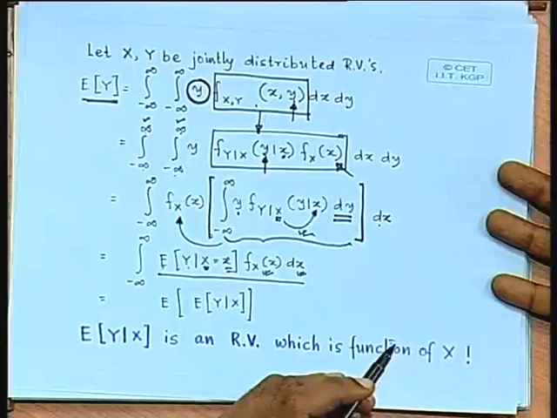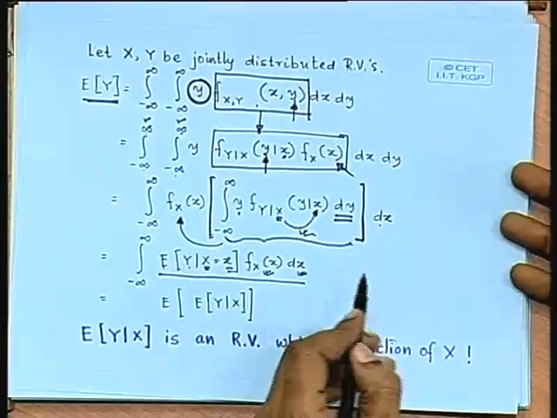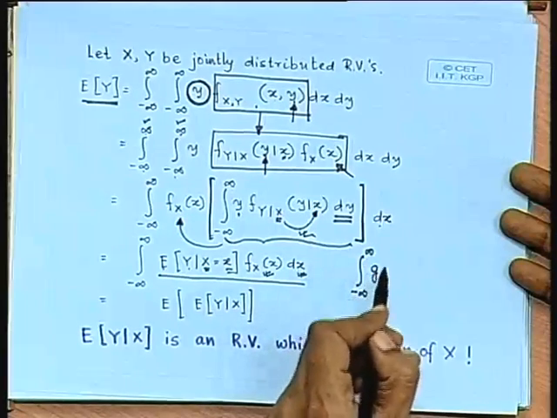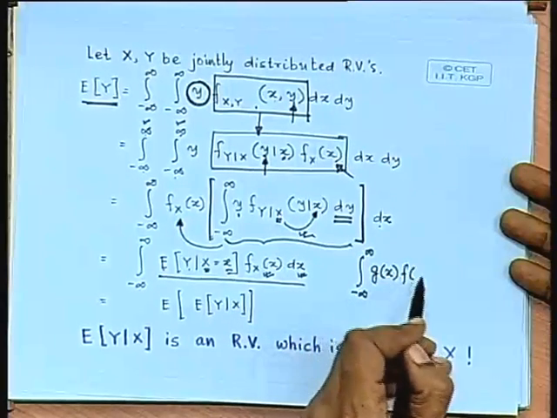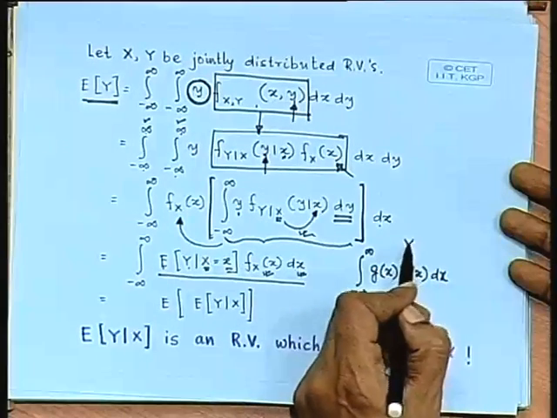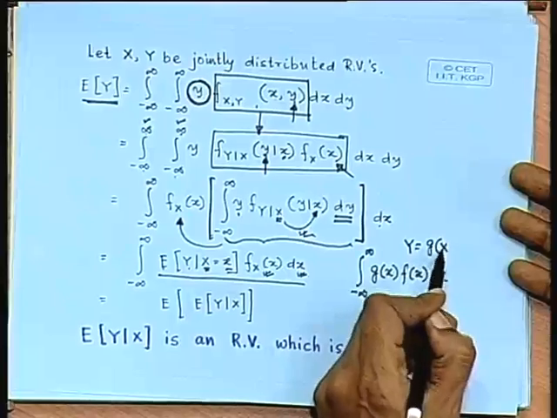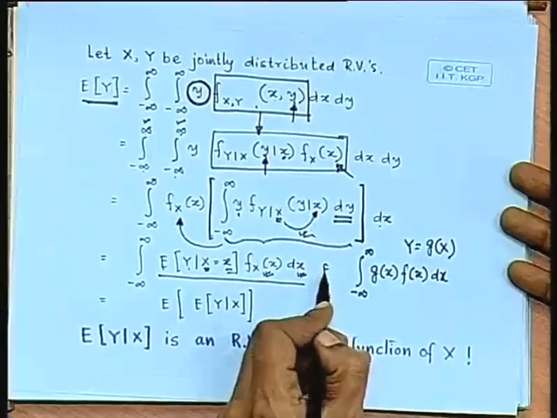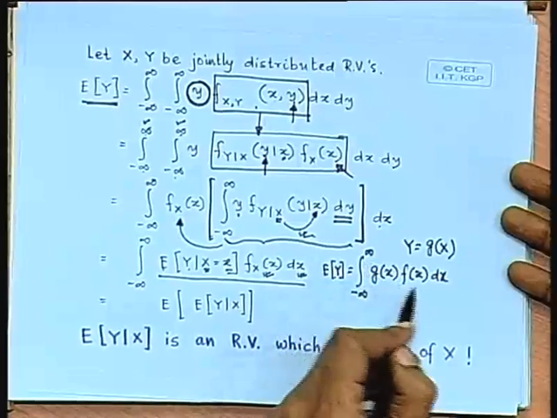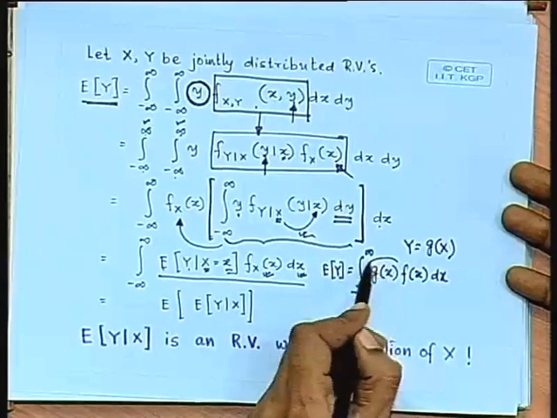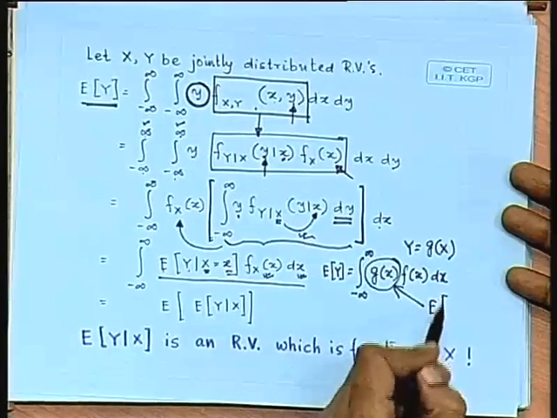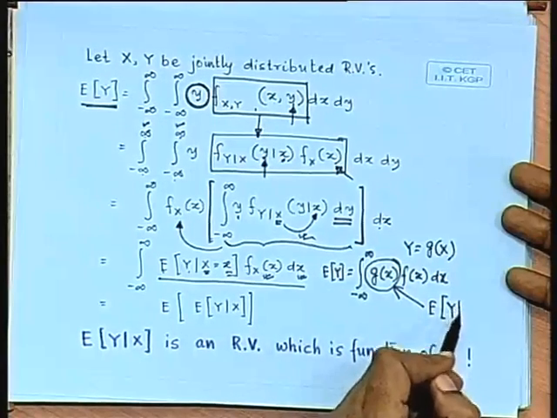Now this looks like what? This looks like simply like previously, just like minus infinity to infinity gx fx dx. Remember that if y is equal to gx, we derived that the expectation of y is equal to the integral from minus infinity to plus infinity of gx fx dx. So now what is this gx? This gx itself is becoming the expectation of y given x equal to x.